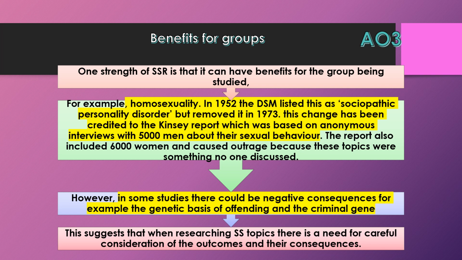In some studies, there could be negative consequences, you know, if we're talking about a criminal gene, for example, or a homosexuality gene. People who are gay and don't have that gene, that's going to have an impact on their identity, questioning, you know, who they are. And similarly, the criminal gene, if you have that gene, are you then predisposed to be a criminal? As we know from diathesis stress, not necessarily. So it does suggest that when we are researching these topics, we've got to be really careful about the outcome and the impact and the consequence of this research. For some, it may be beneficial. For others, it may be more challenging.